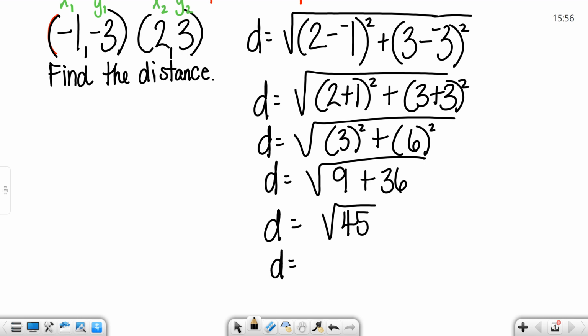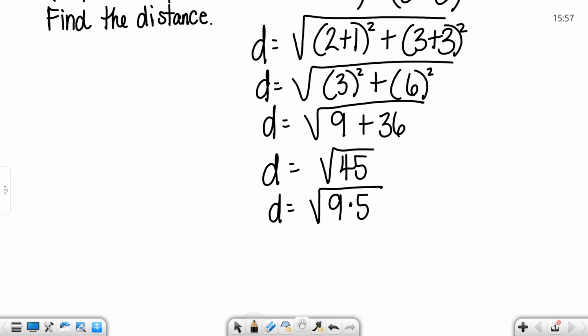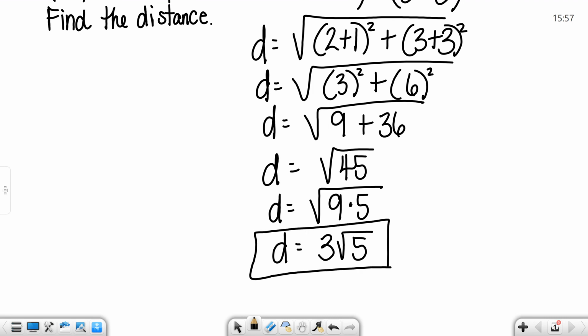All right, so let's simplify our radical here. We worked on that in chapter 10. Find a number I can take the square root of that will go into 45. I can take the square root of 9. It is 3, and the 5 stays inside. So I end up with 3 times the square root of 5. The distance formula.